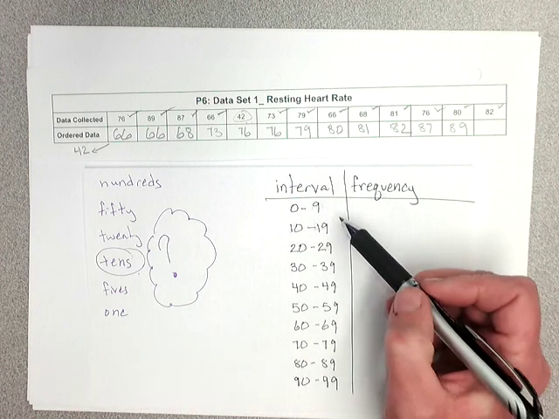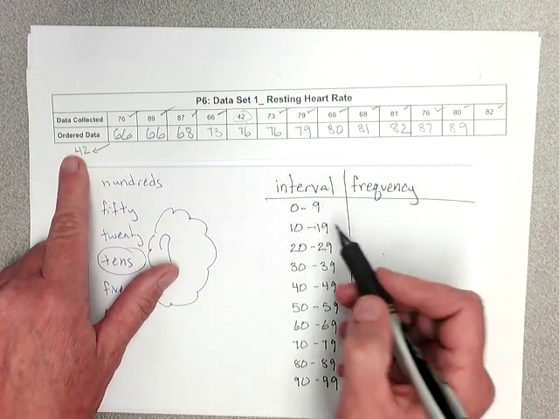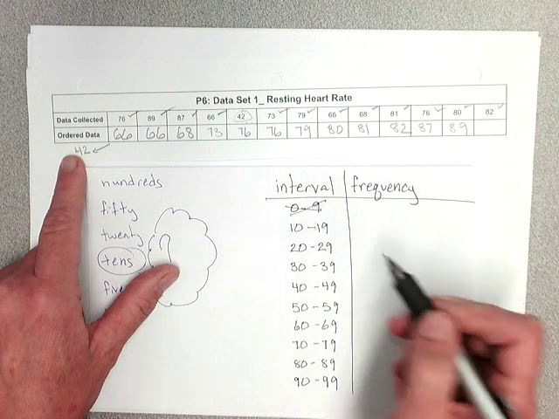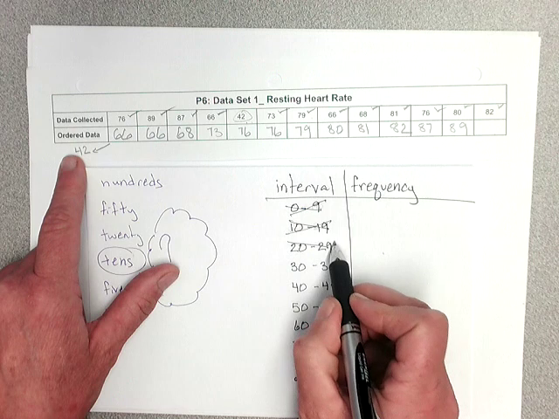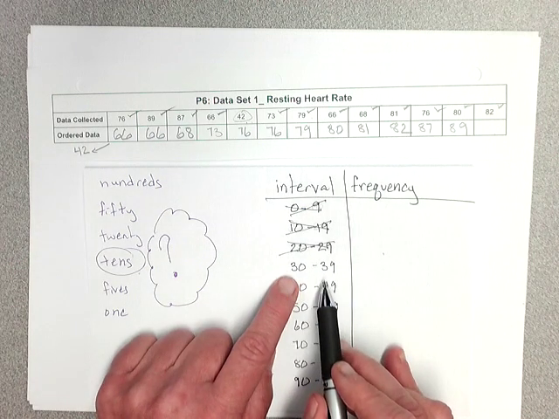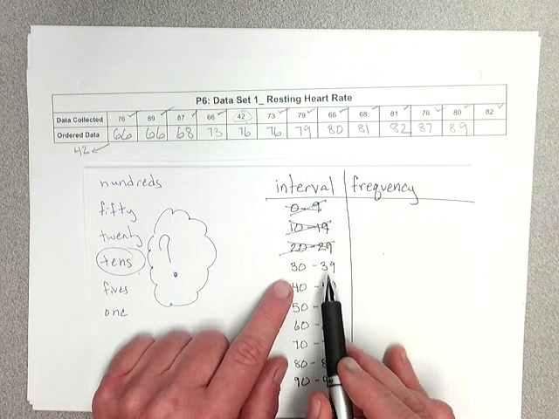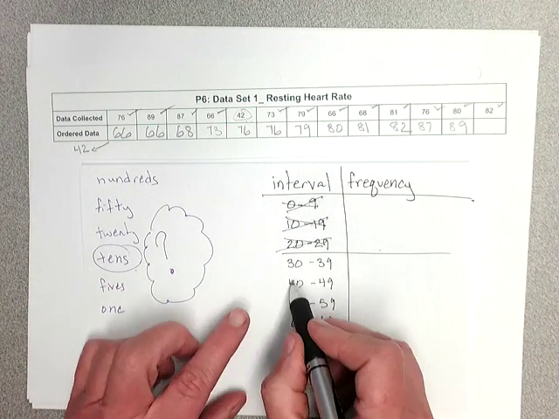Now I need to think also, for my data set, my first data point is at 42. I don't need 0 to 9. I don't need 10 to 19. I don't need 20 to 29. I'm not going to have any data in the 30 to 39 section, but I might leave it in my chart just for context. That's my decision as the mathematician.